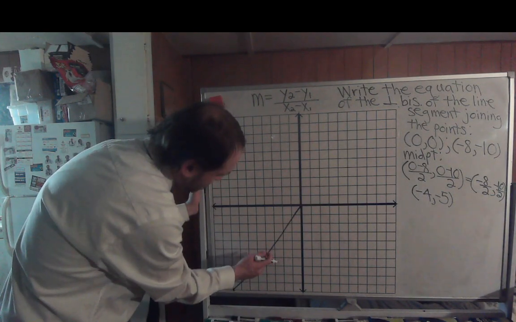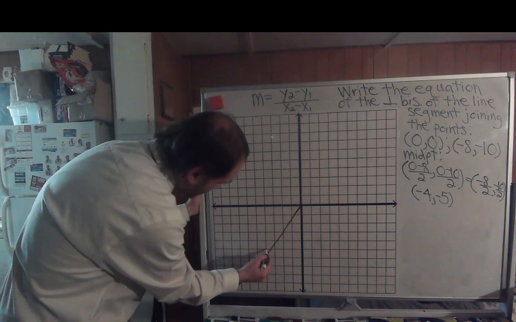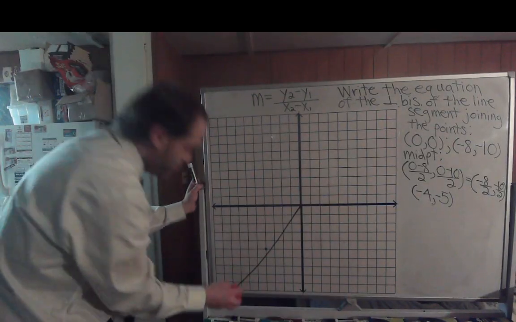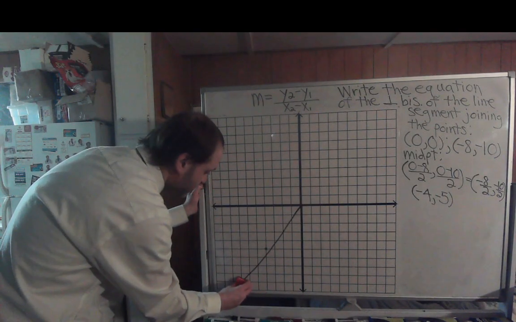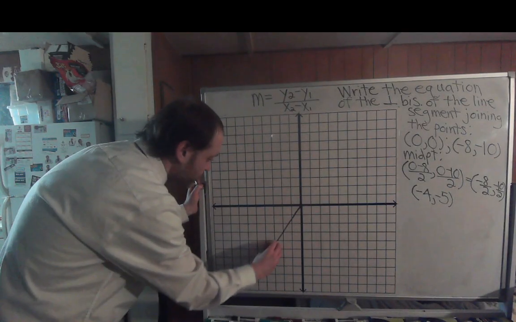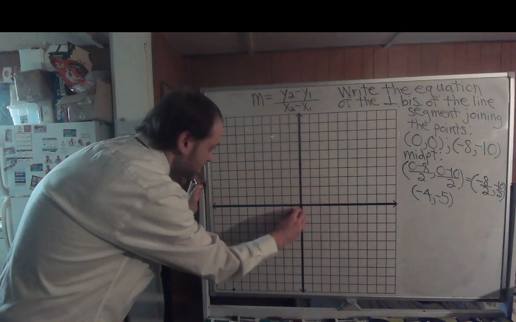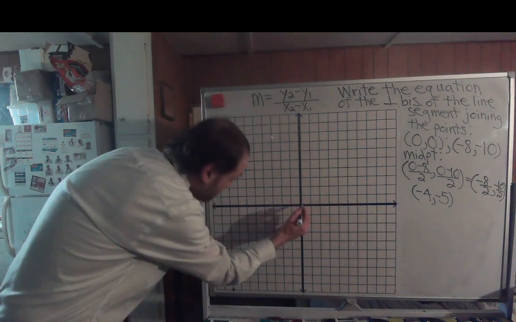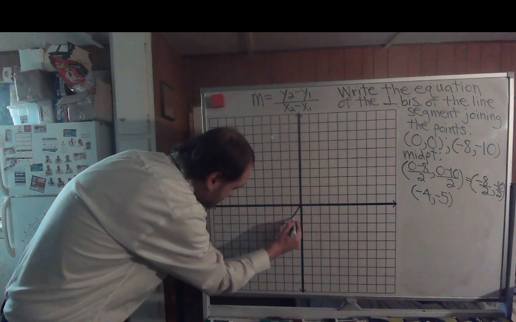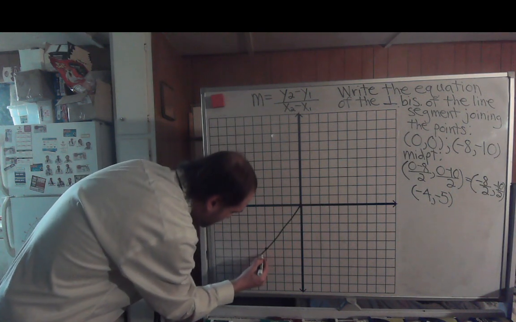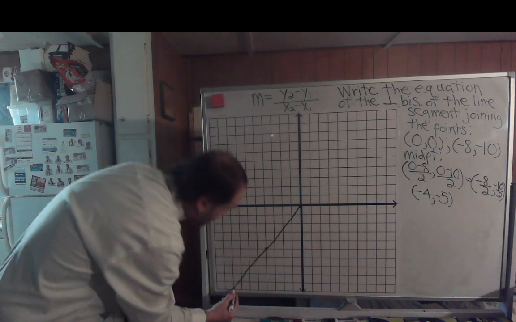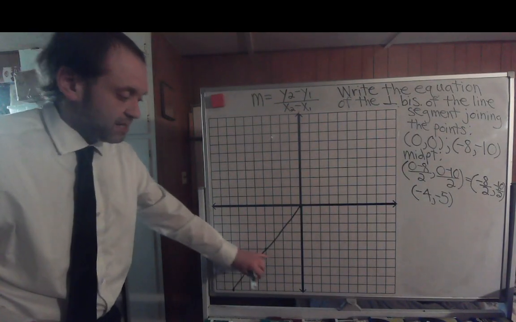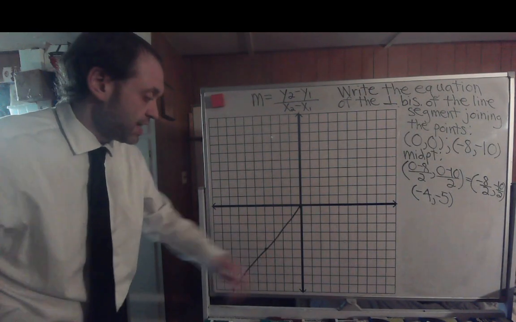I didn't draw that the best. I can actually redraw this here. Now that I have the midpoint, and maybe I should do that before I draw the perpendicular before I draw the segment. As you can tell, I'm not the most gifted at drawing freehand, but there you go. So there's the midpoint of the line segment right here at negative 4, negative 5.